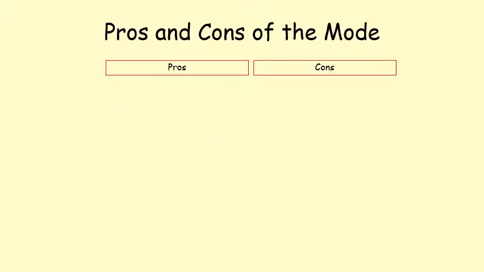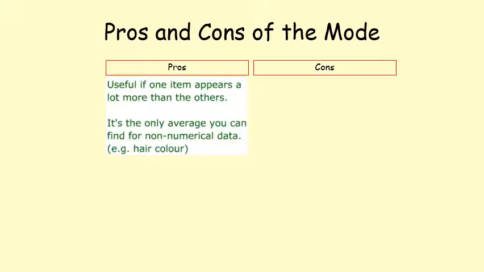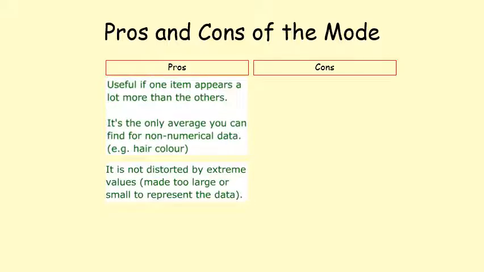Okay, so pros and cons of the mode. It's useful if one item appears a lot more than the others. It's the only average you can find for non-numerical data as well, so hair colour or colours like we were looking at before. So for non-numerical data, the mode is actually quite useful. And it's not distorted by extreme values, so that one comes up again like it does in quite a few, so it won't be made too large or too small to represent the data. It does use all of the data, so we're looking at everything there.